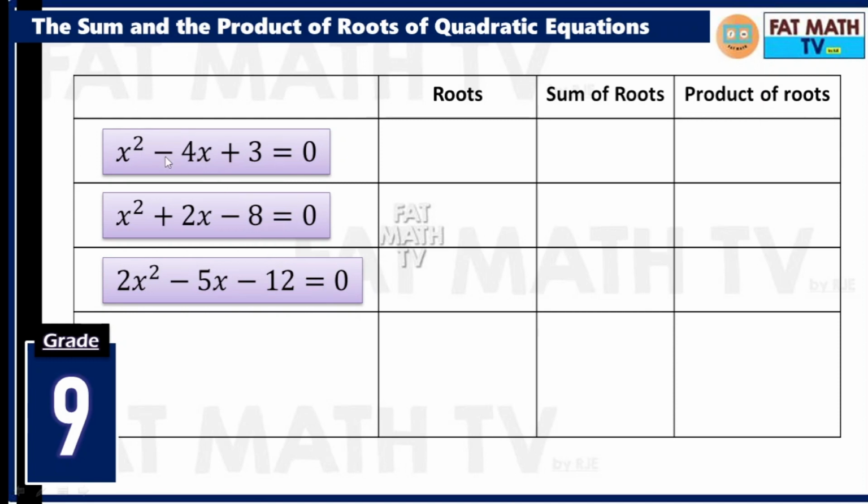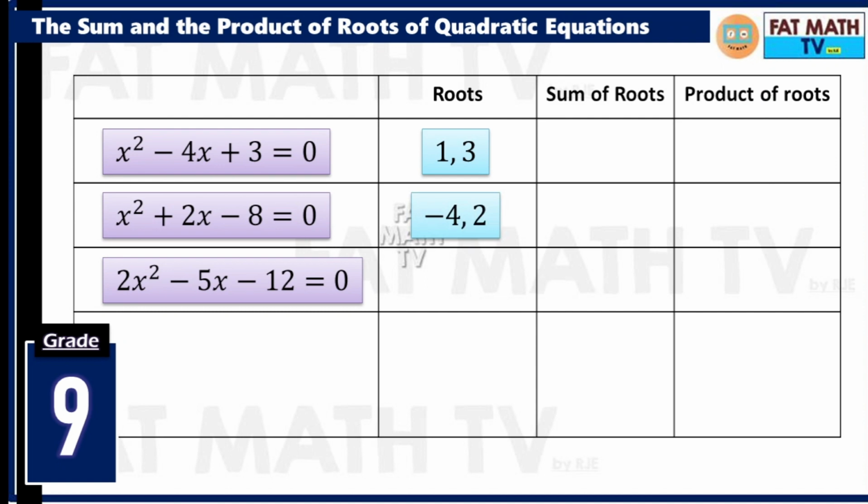So you can identify the roots by different techniques: by factoring, by completing the square, or by using the quadratic formula. For convenience, all the examples here are factorable, so you can factor these quadratic equations. x squared minus 4x plus 3 can be factored as (x minus 3)(x minus 1), which gives us roots 1 and 3. Positive 1 and positive 3.